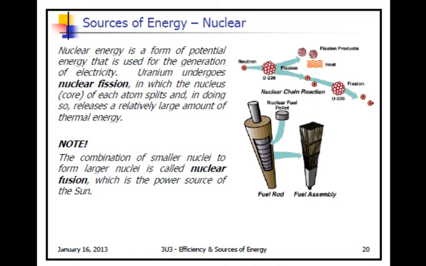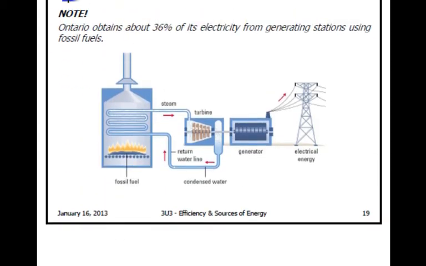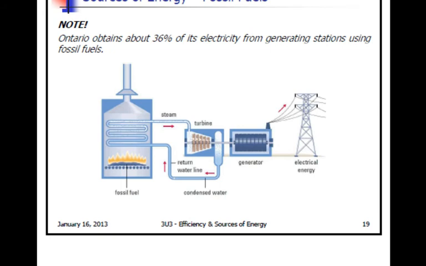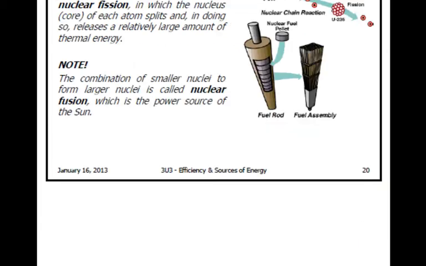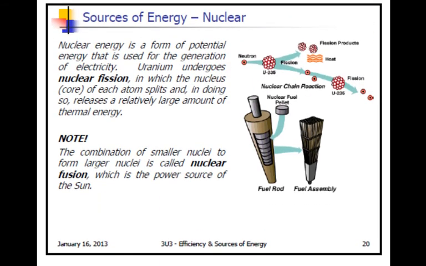That heat is used to heat water, and then we use the process we saw up here. The heat turns the water to steam. The steam turns the turbine. The turbine turns the magnets. The magnets generate the electricity, and then we use the electricity for whatever purpose we need it for. The water condenses and then goes back to be heated again, to be turned into steam again.